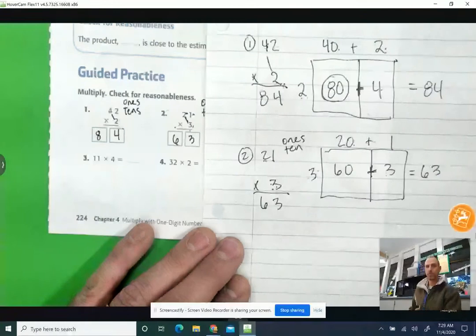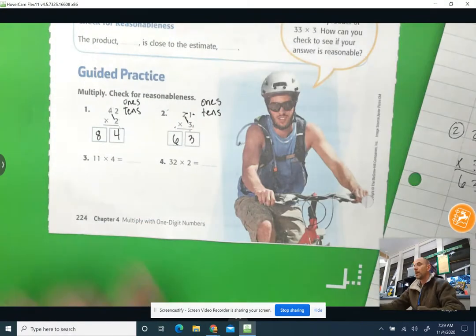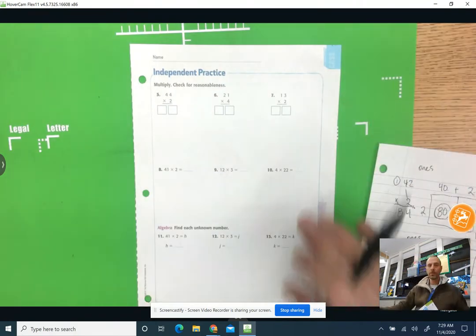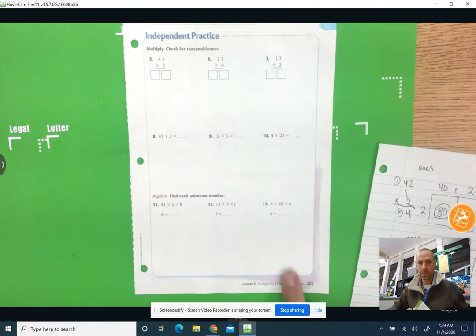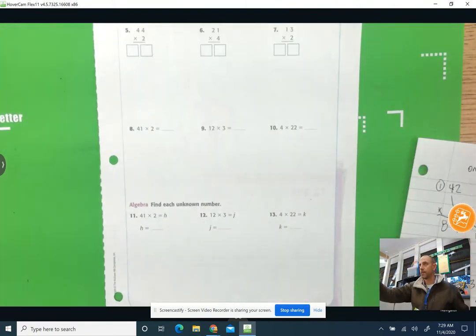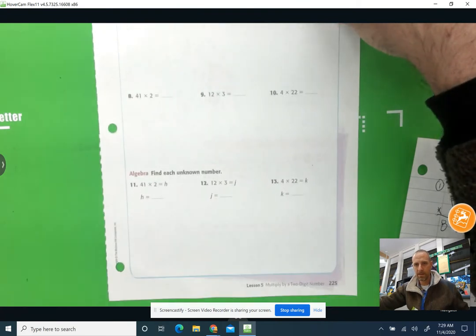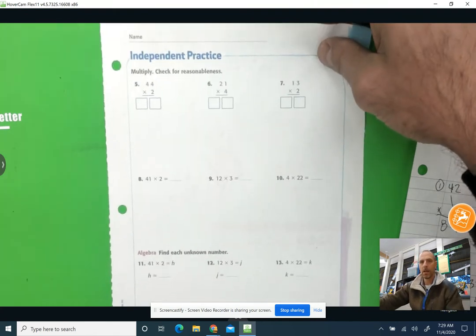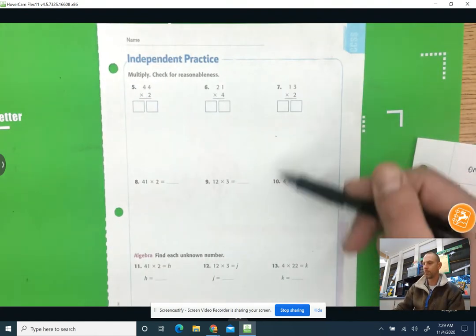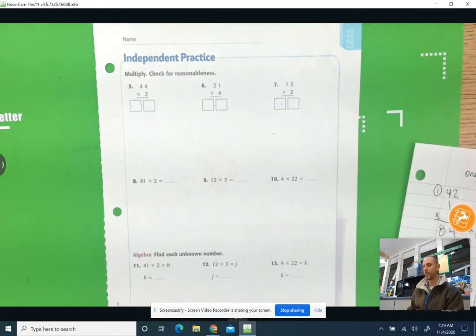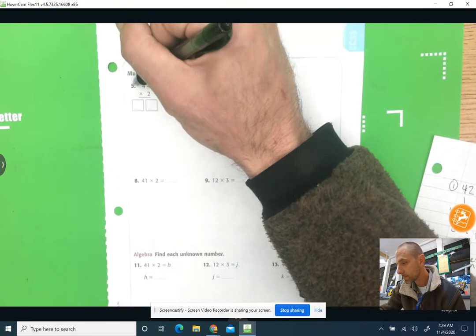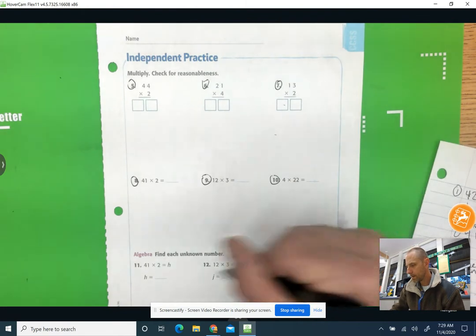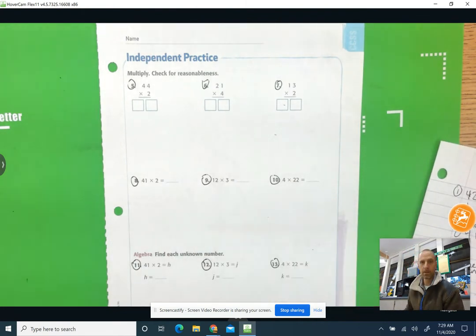63. Okay. All right. The page that you're going to need for today is page 225. We will do all of these problems. You will not need scratch paper as there's plenty of room for you to work these problems out. Okay, number 5, 6, 7, 8, 9, 10, 11, 12, and 13.